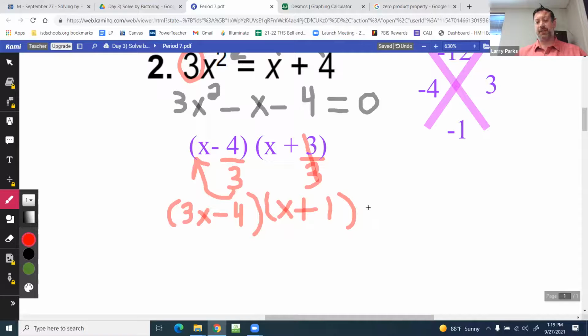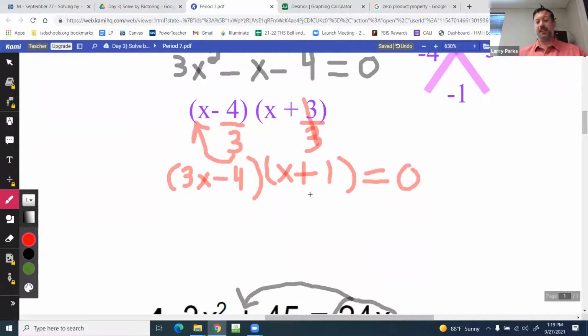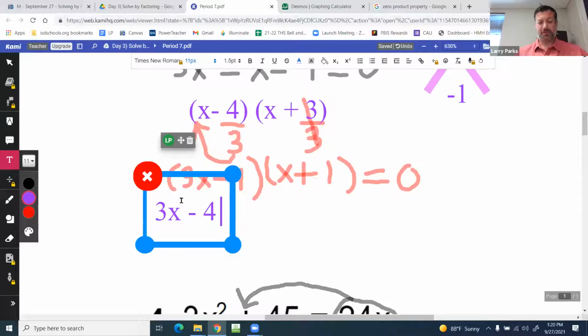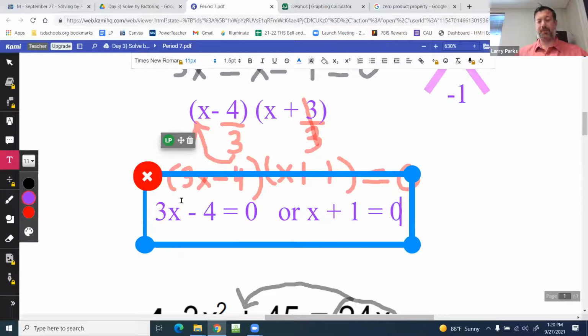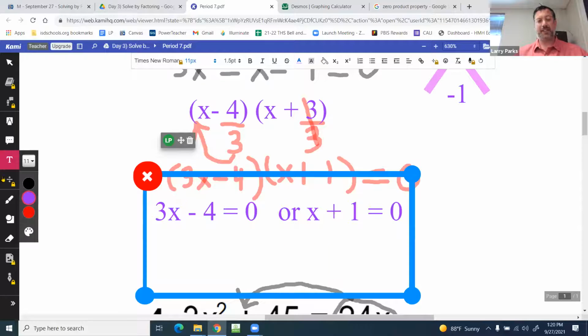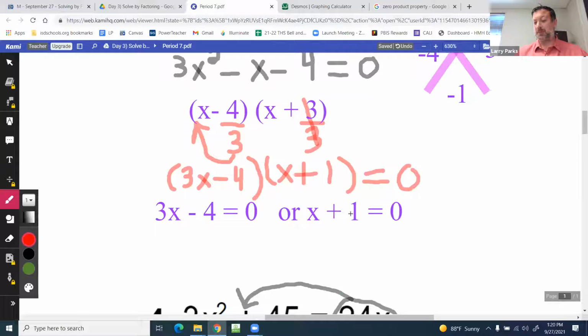Now we're trying to solve this. We're trying to find the x-intercepts. This one's easy. We need to use the zero product property that says if you're taking 3x minus 4 times x plus 1 and you're getting 0, that means either 3x minus 4 equals 0 or x plus 1 equals 0. Now x plus 1 equals 0 is very easy to solve. It's the opposite of 1. That's how you get 0. That'd be x equals -1.